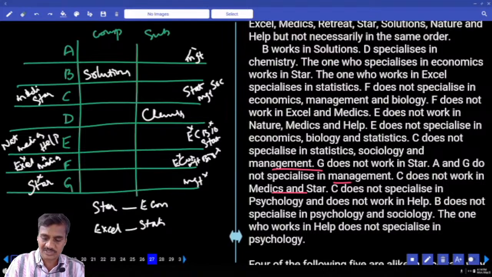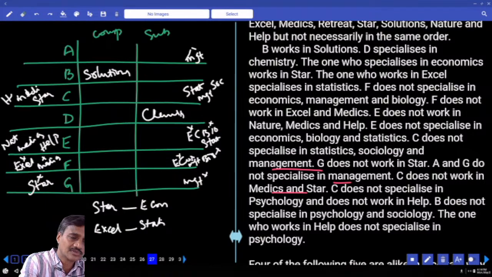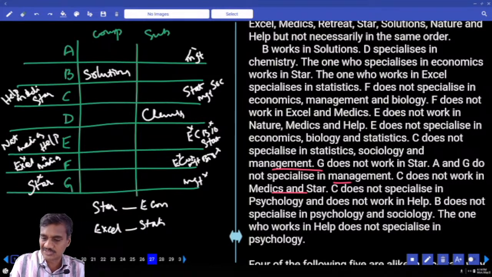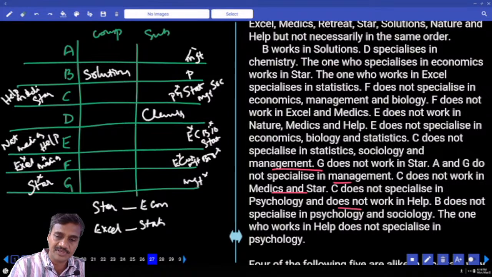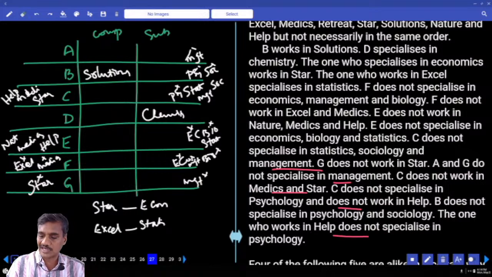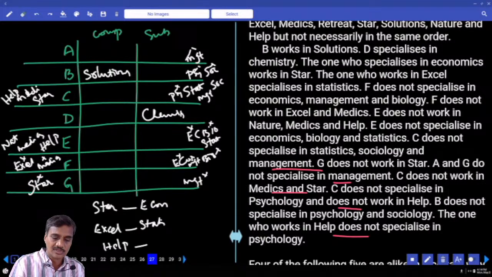C does not specialize in psychology and does not work in Health, so Health and psychology are ruled out for C. B does not specialize in psychology and sociology, so those are ruled out for B. The one who works in Health does not specialize in psychology, so Health and psychology together is ruled out. This is the information given.